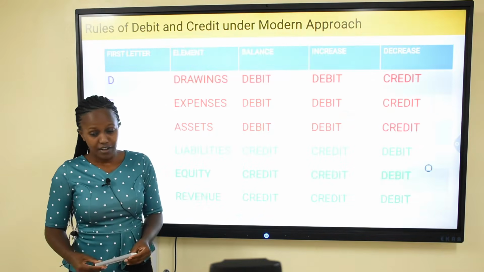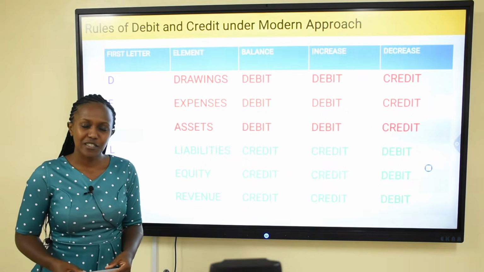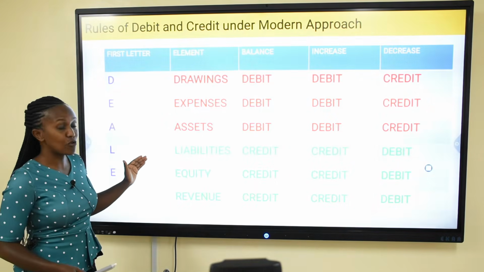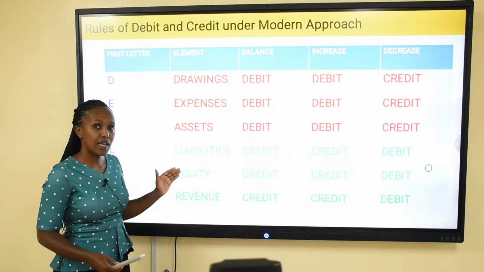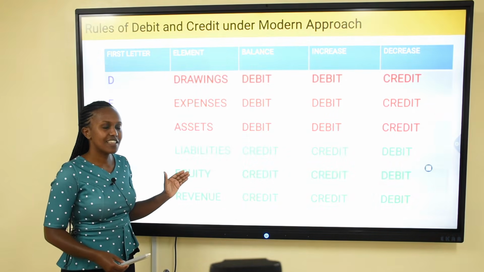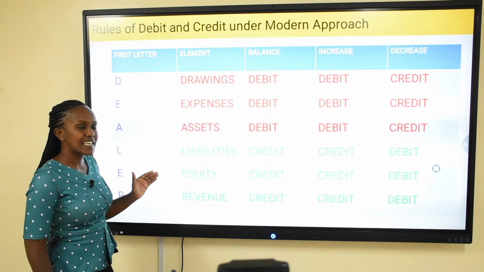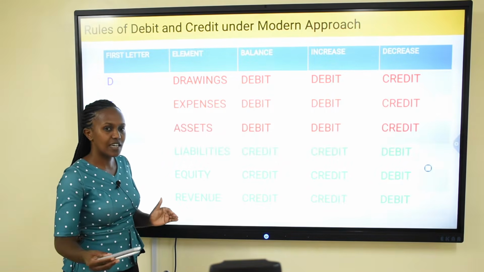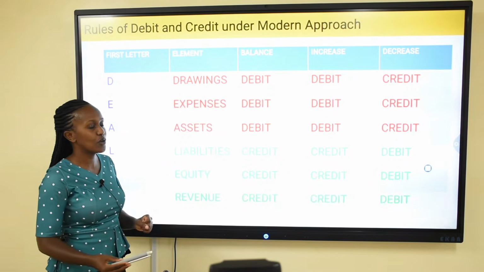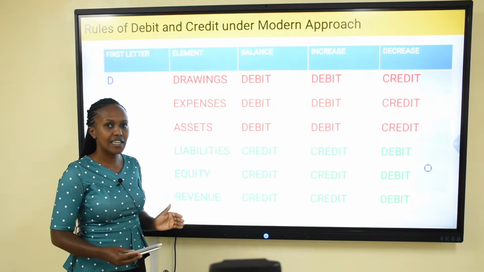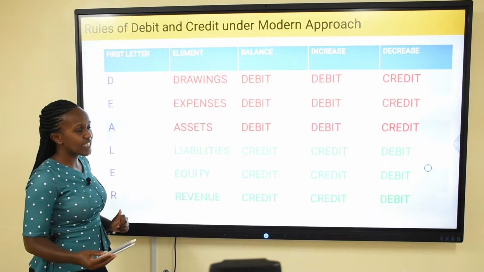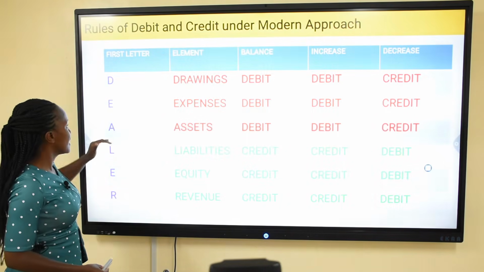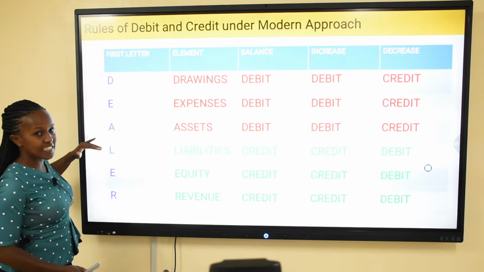So, to be able to understand journalizing, I want us first of all to understand the rules of double entry. The rules of double entry are rules that help us to know which account to debit and which account to credit. Also, they help us to know what happens when there is an increase and when there is a decrease. So looking at it, the word that we use to be able to remember or to categorize them is what we have here. The first letter is dealer.